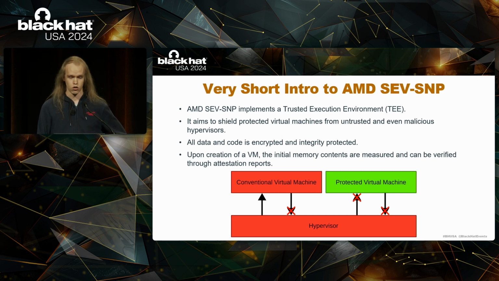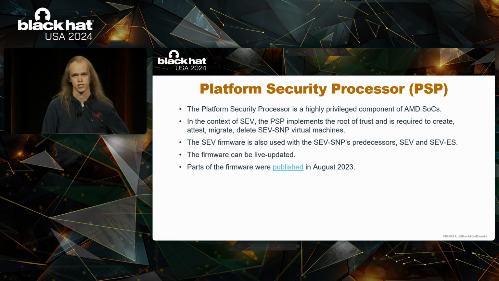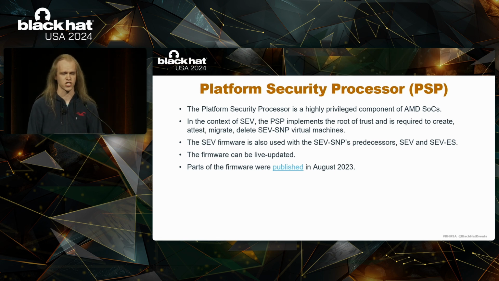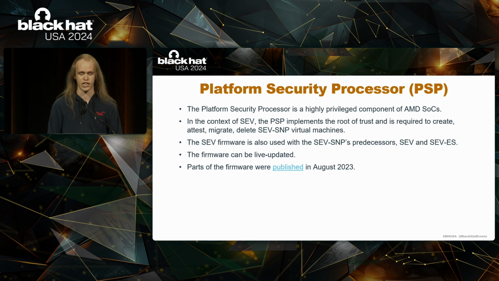Okay, so let's actually talk a little bit about how this is actually implemented. And the first thing we have to talk about is the platform security processor. So the platform security processor actually exists on all AMD CPUs. It exists outside of the context of SEV, and it's responsible for a lot of stuff during early boot. So for example, before the x86 cores even start running, the PSP is already running and doing a lot of setup in order to get the machine to boot. So if you're familiar with Intel's Management Engine, this is sort of the same thing, but for AMD.